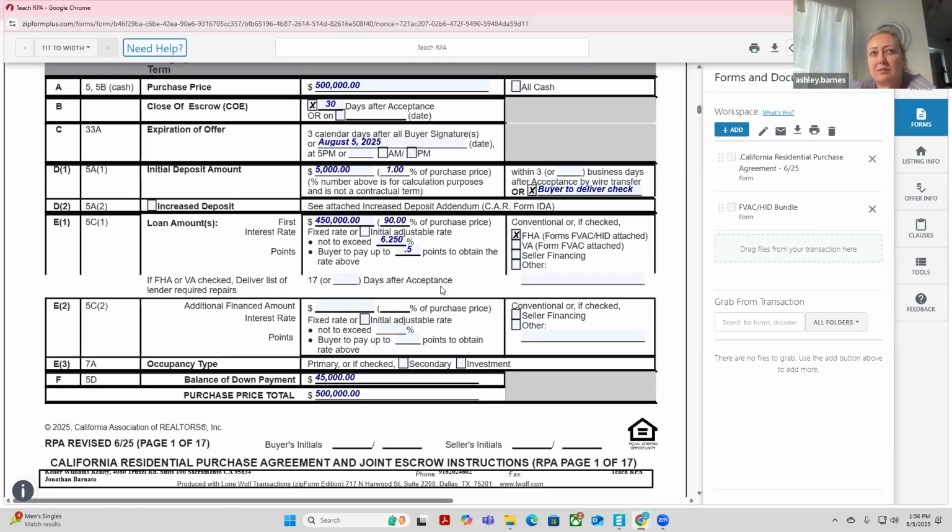So would you say you're canceling because of the loan, or because of the appraisal, or because of inspections? What would you say? You can't do inspections. It has to be off of the appraisal and any lender-required repairs. Okay, got it. Thank you. Does that make sense?